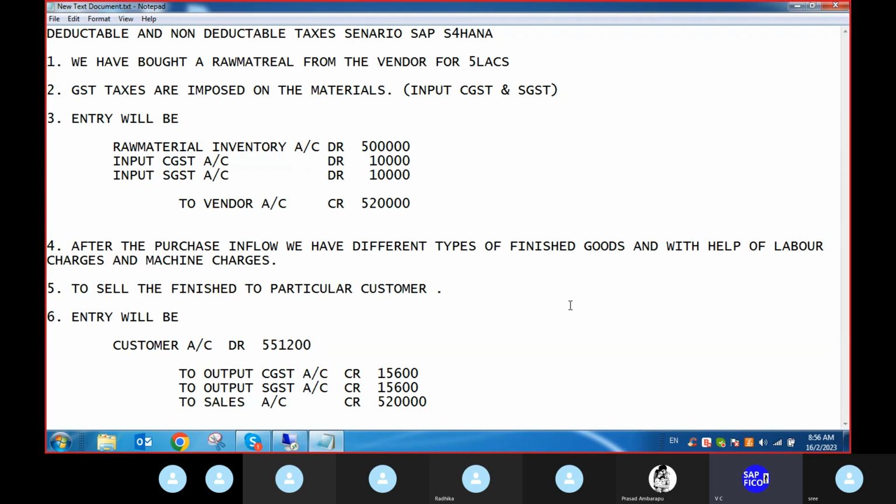So a tax that is already paid to the vendor cannot be balanced against output taxes. Okay, so in case of a deductible tax... In case of a non-deductible tax, the tax amount will be loaded to the material inventory account. Raw material inventory account, whatever the taxes that we have taken. So this input CGST account, input SGST account, all of you just observe.